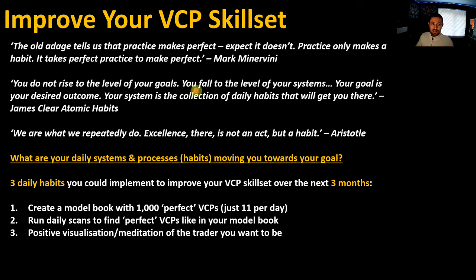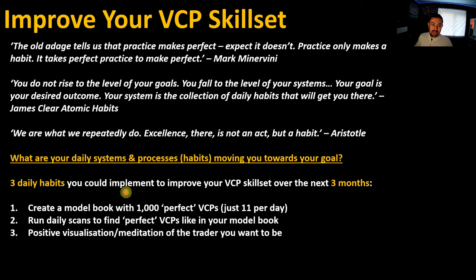Then there's a great quote here by James Clear. You do not rise to the level of your goals. You fall to the level of your systems. Your goal is your desired outcome. Your system is the collection of daily habits that will get you there. We are what we repeatedly do. Excellence is not an act, but a habit. That's Aristotle. So what are the daily systems, processes, habits moving you towards your goal?